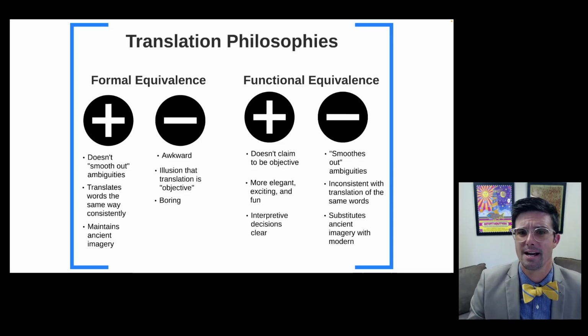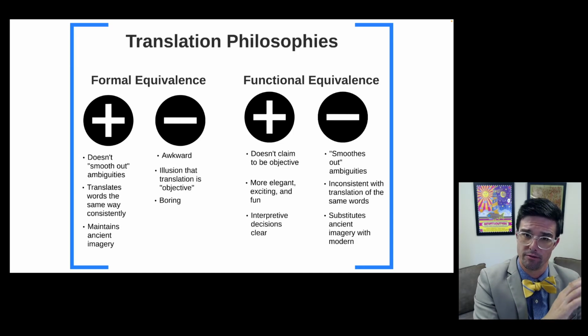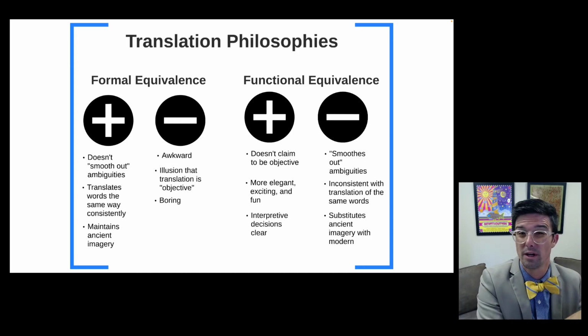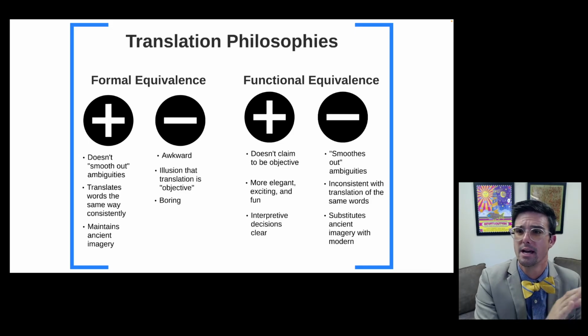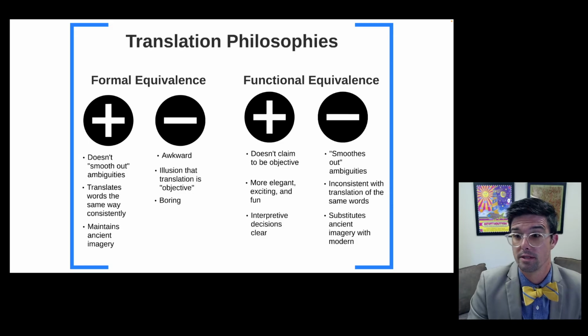And lastly, the flip side of the formal equivalence translation, which maintains ancient imagery to have that one-to-one word-for-word correspondence, oftentimes a functional equivalence translation will substitute ancient imagery with something modern. That's something that would be anachronistic or foreign to the biblical world, but makes better sense to us in English.